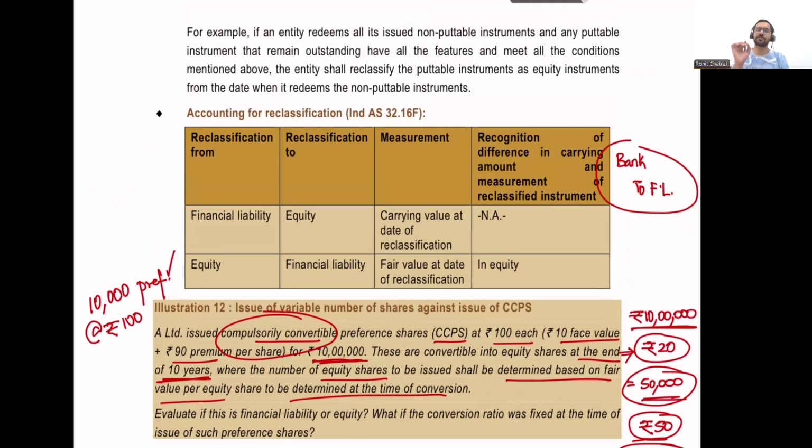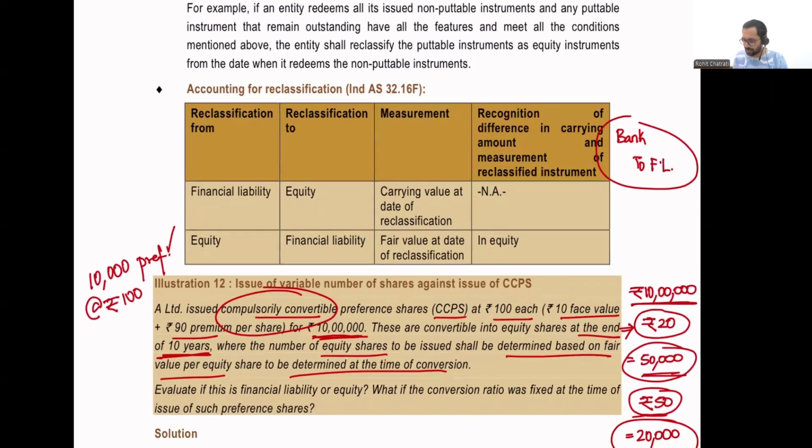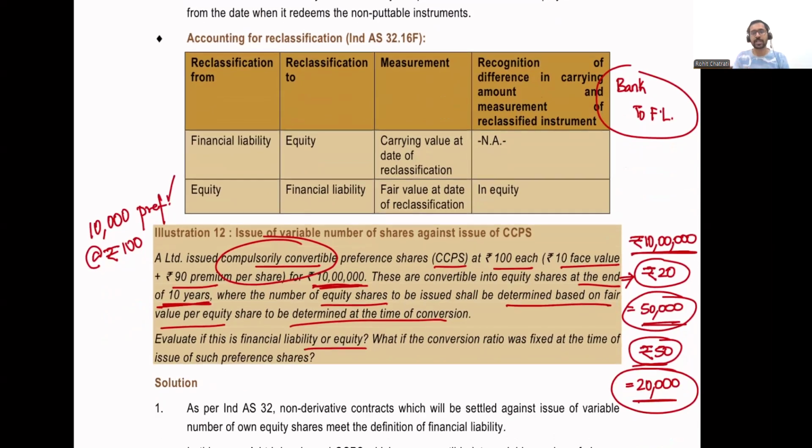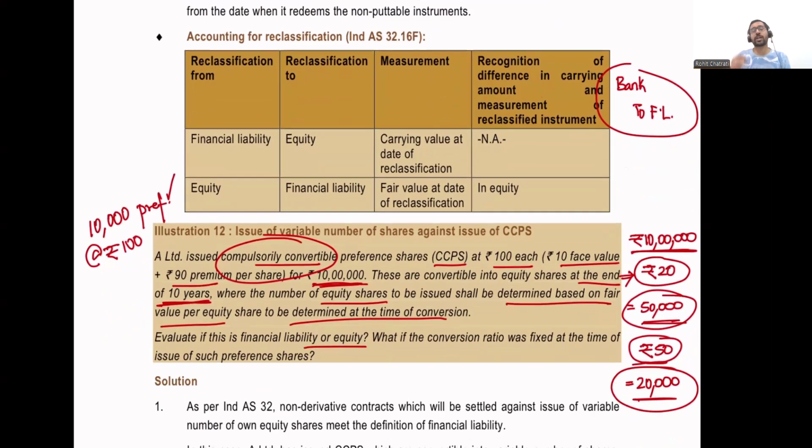Why do we recognize this as a financial liability? We'll look at it in a moment. But for now, what I want you to remember is that an obligation to deliver a variable number of equity shares in future means that it's going to be regarded as a financial liability. So evaluate if this is a financial liability or equity. We have determined that it's a financial liability because the entity has an obligation to deliver a variable number of equity shares. It's going to vary depending on the fair value of the equity share on the date of conversion.